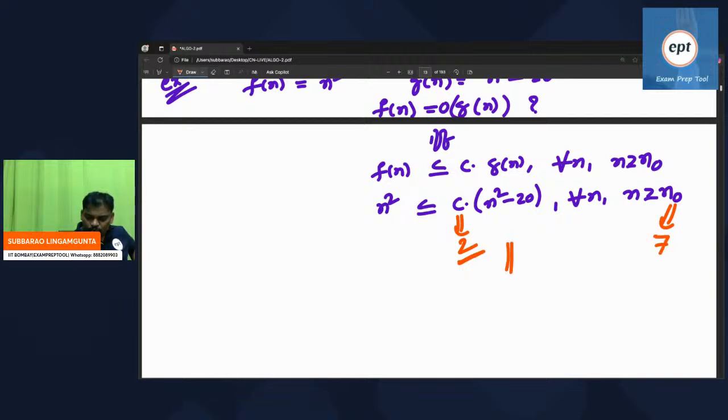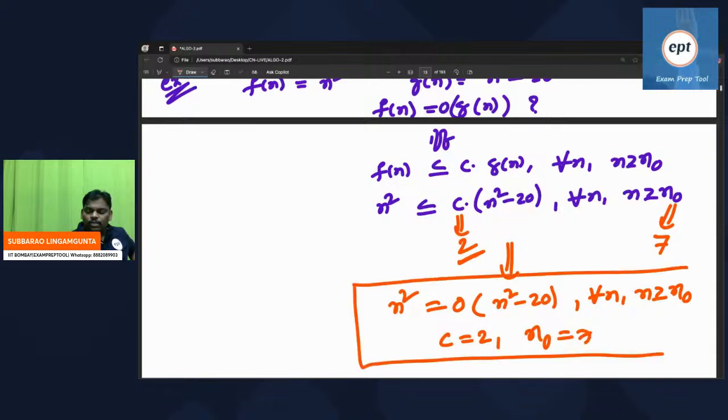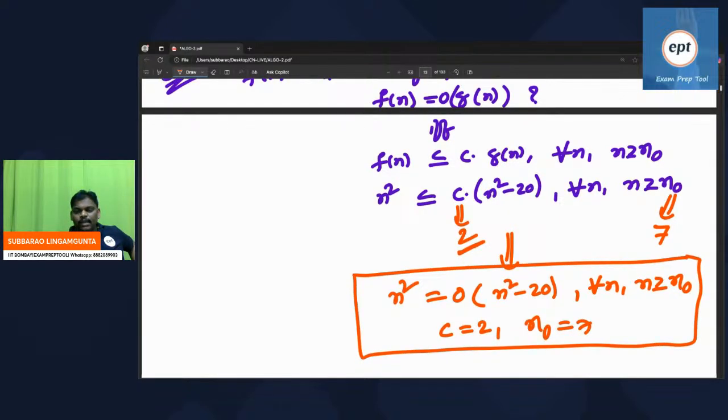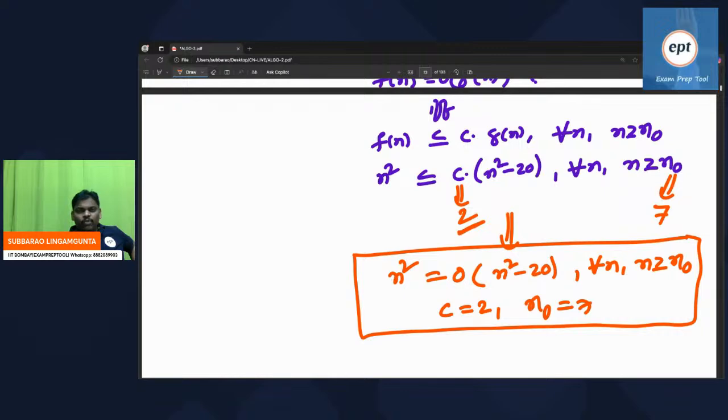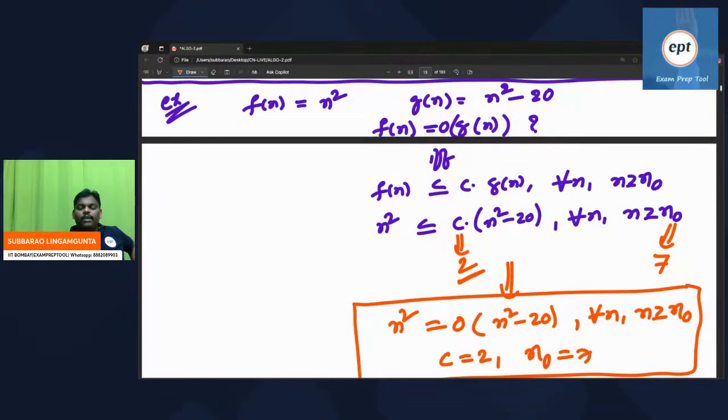Because the condition holds good, let me write it now. N square is big O of n square minus 20, is correct for all n where n is greater than or equal to n0, where C is equal to 2, n0 is equal to 7. From there onwards it works. Remember, C and n0, there may be so many pairs, not one pair. Remember, comparing left and right, right will be bigger by taking the help of a constant. That is called big O.